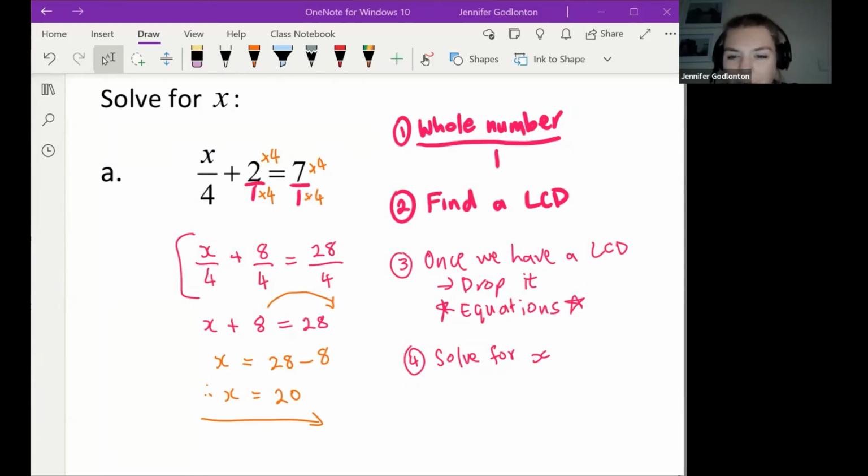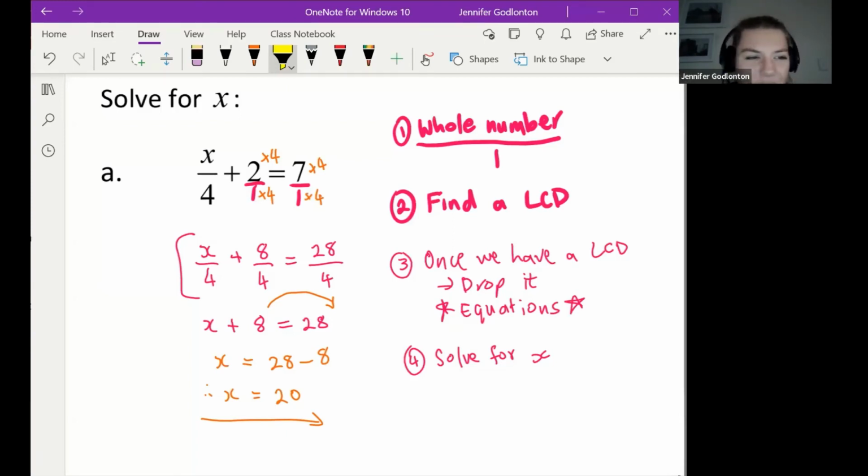Ma'am, I just wanted to ask if I'll get it wrong if I said 4, because I got the lowest common denominator. Then ma'am, I said 4 and then I did my brackets, then I said x over 4, plus 4 my brackets again, then 2 over 1 and then equals 4 my brackets again, 7 over 1. Totally fine. 100% fine. Okay, thank you. Okay, no problem.